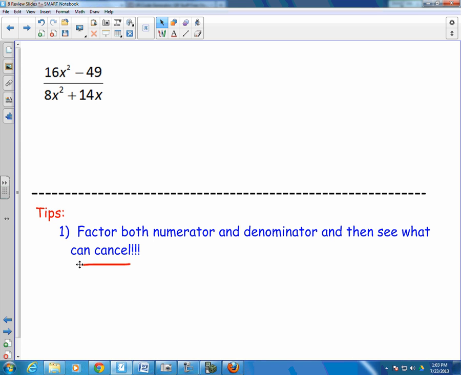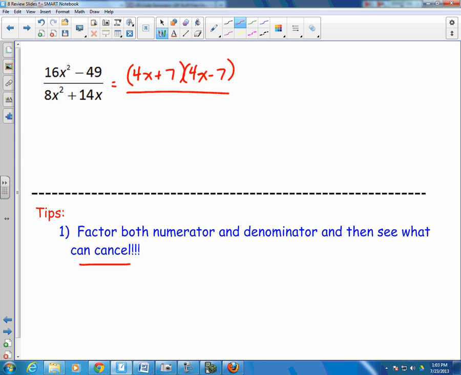So for this particular question, I'm going to look at the top. The top is two terms. So when I see two terms, like we've been talking about for every section that deals with factoring, you think difference of squares, difference or sum of cubes, and GCF. In this particular case, these are the difference of squares. Difference of squares factors 4x plus 7, 4x minus 7.